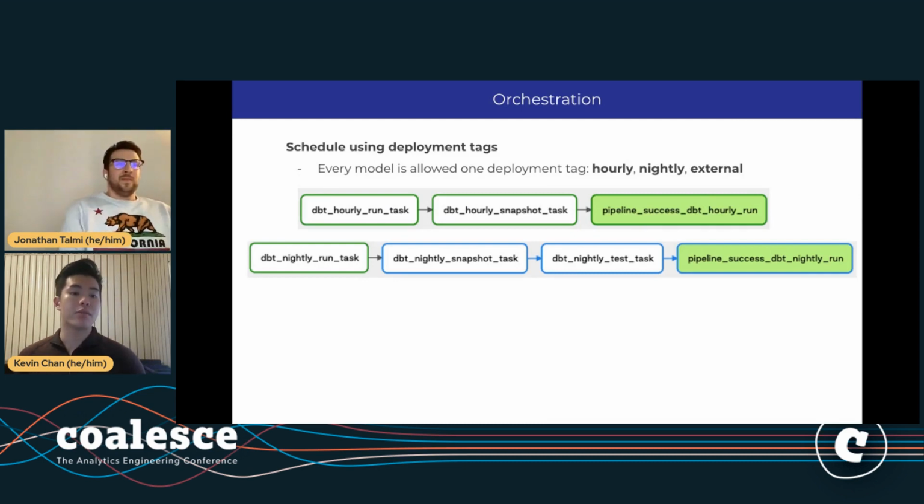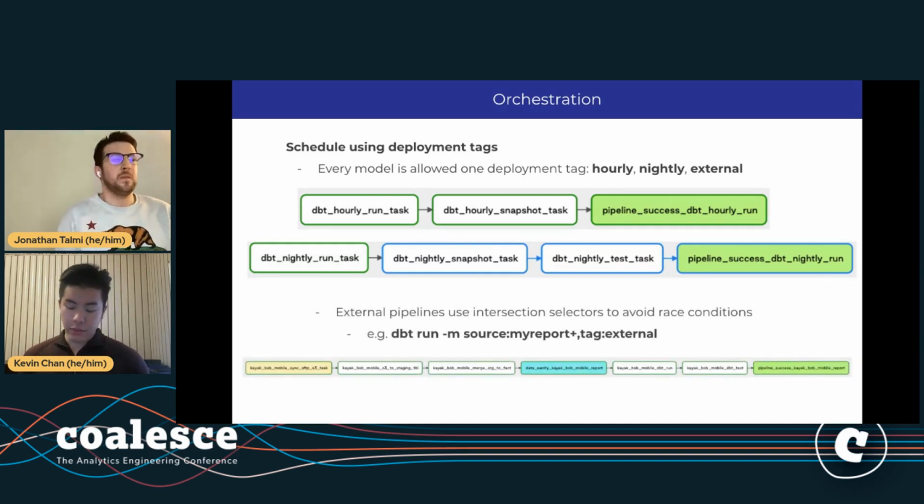Every model within our deployment has one deployment tag. These are hourly, nightly, and external. So the images showcased below are our hourly and nightly runs. Note that every widget or node in this graph is effectively one invocation of dbt. So for example, the two tasks at the very beginning are dbt run commands. The following are snapshot, and finally the test.